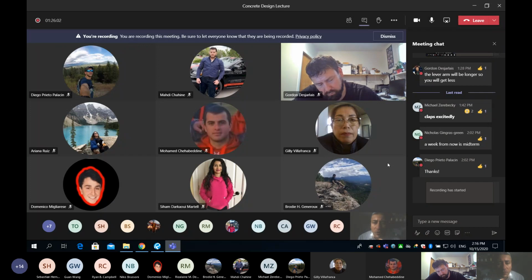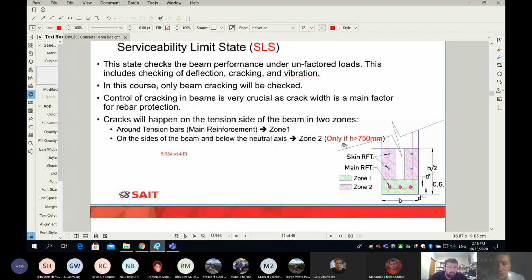The moment of inertia of a composite section is not easy. So I'm not going to cover this in my class. What I'm going to cover in my class, which is the most common and most important one, is cracking.